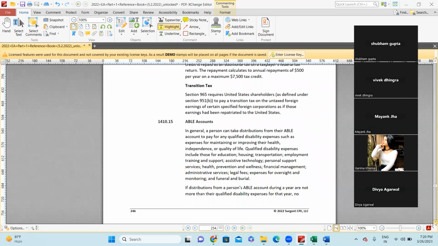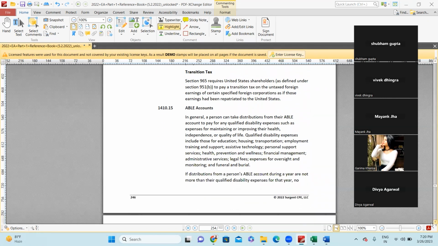The next one is the ABLE account. What is an ABLE account? ABLE means A for Achieving, B for Better, L for Life, and E for Experience: Achieving a Better Life Experience. So the maximum contribution which an individual can make into the ABLE account is $12,800.